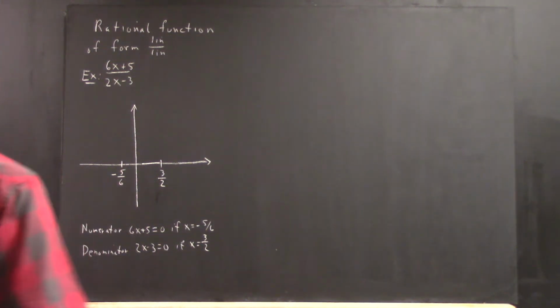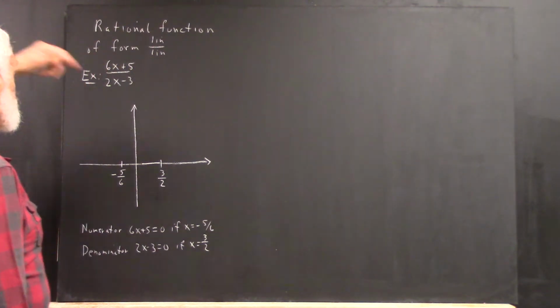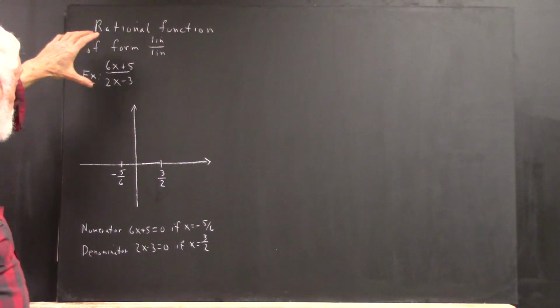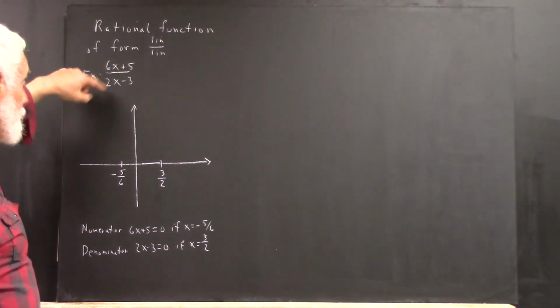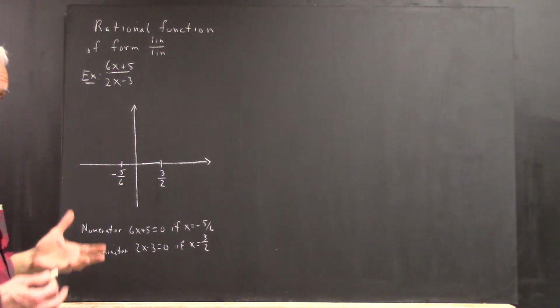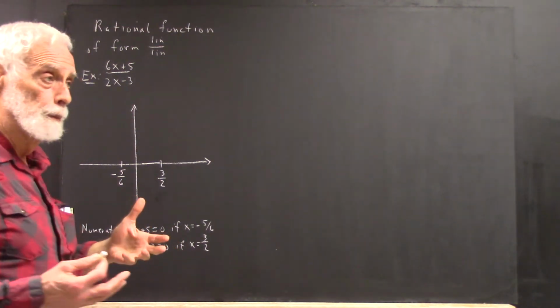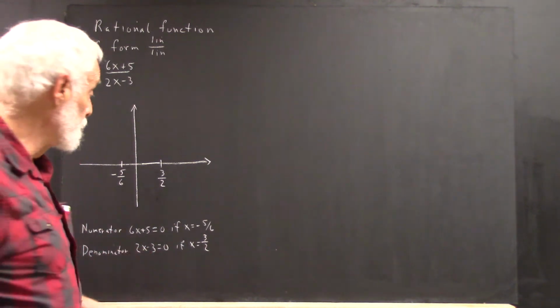Okay, we're going to look at a rational function of the form linear over linear. And instead of having just a plain x, we've got a 6 in front of this x and a 2 in front of this x. That is no problem, because the first thing we do in analyzing a rational function is determine where the numerator has zeros and where the denominator has zeros.